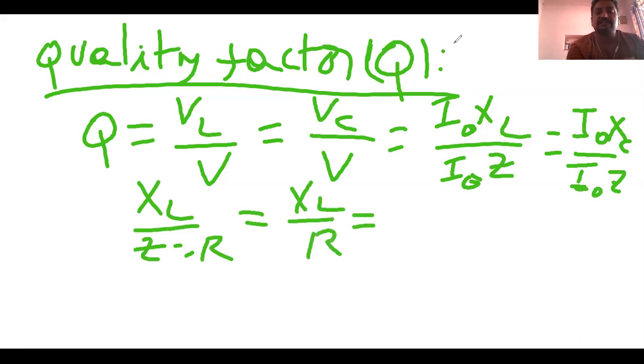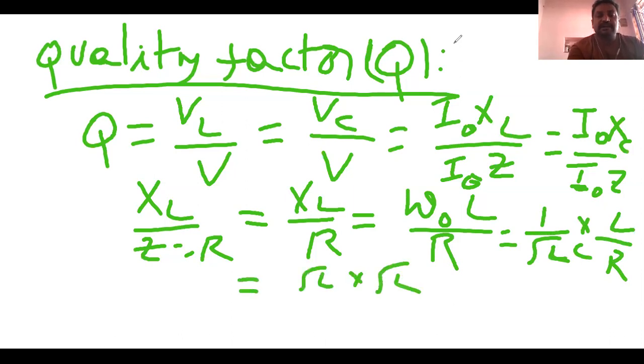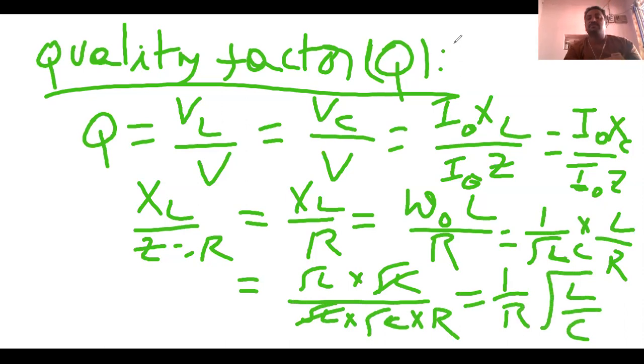Therefore, Q is equal to XL by R. Again, what is this XL value? Omega naught L by R. So what is the omega naught value? 1 by root LC into L by R. So here you can modify this as root L into root L divided by root L into root C into R. So therefore, root L gets cancelled, and Q is equal to 1 by R into square root of L by C. This is the quality factor.